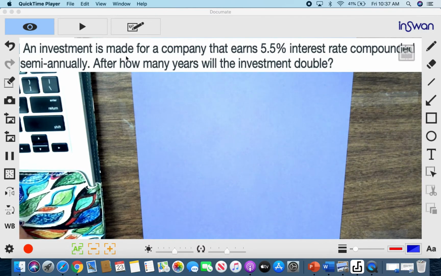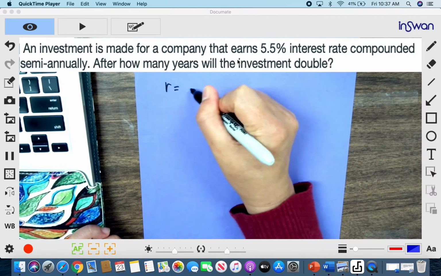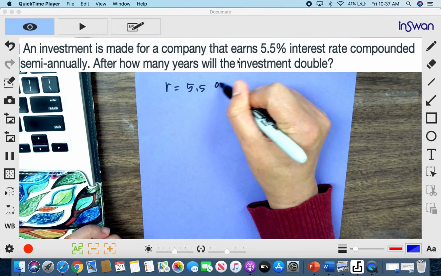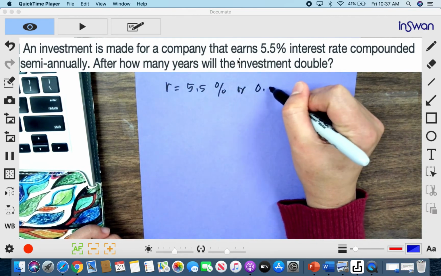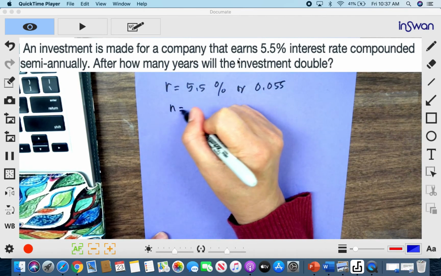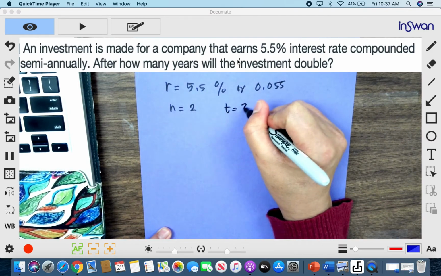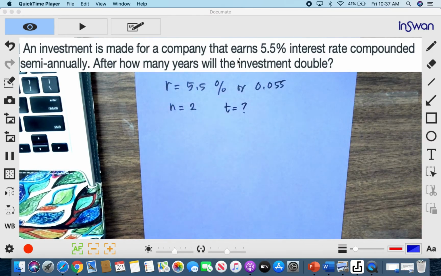That entails a known amount of investments. So an investment is made for a company that earns 5.5% interest rate per annum. So our rate is 5.5. And then of course, this becomes 0.055 in decimal. And it is compounded semi-annually, so therefore our term of interest is 2 in a year or twice in a year. And then you're asked to find how many years will it take for the money to double. So you can use any amount here. It's going to be the same. I'm going to prove it to you later on.